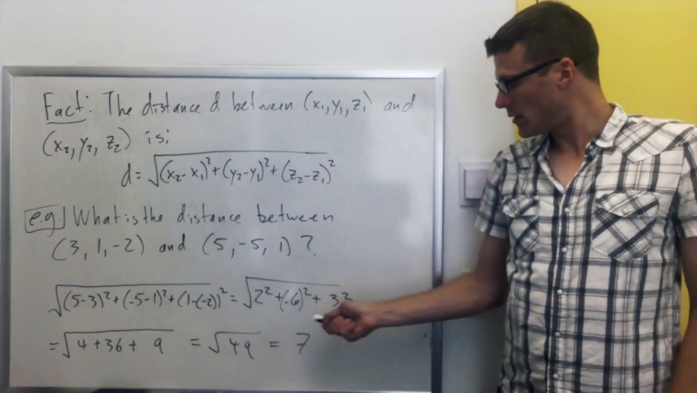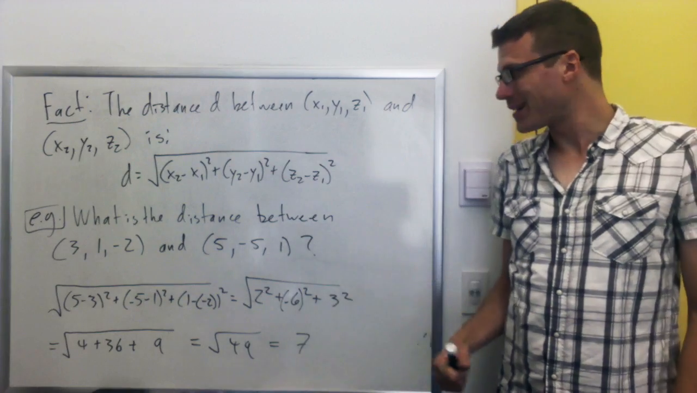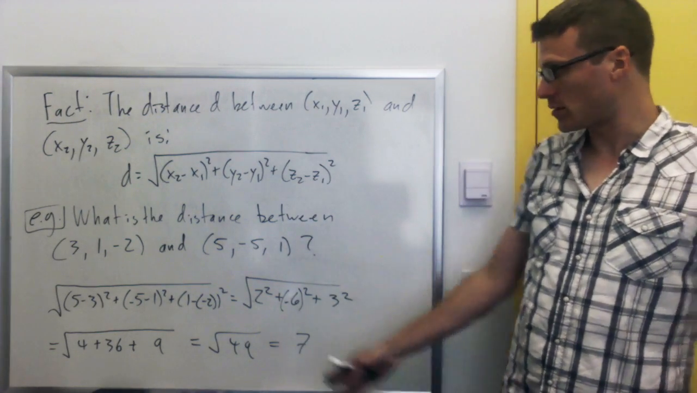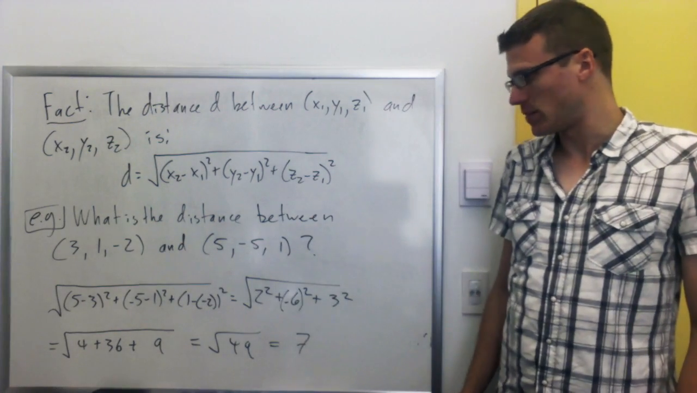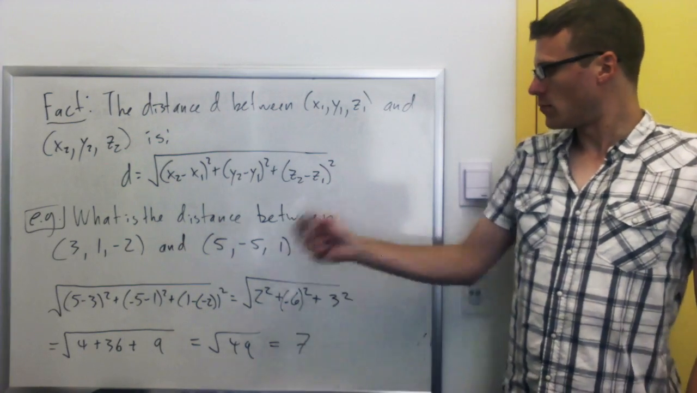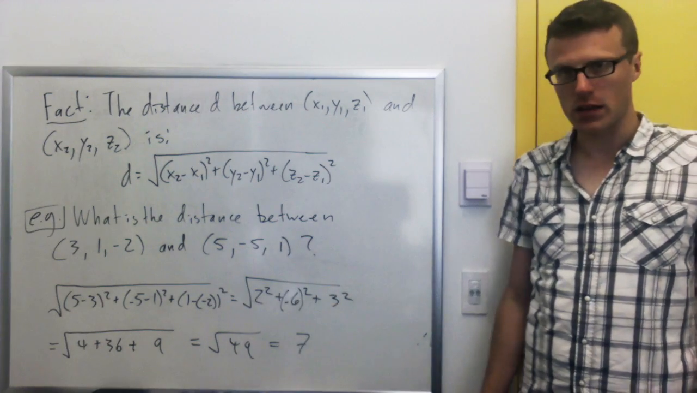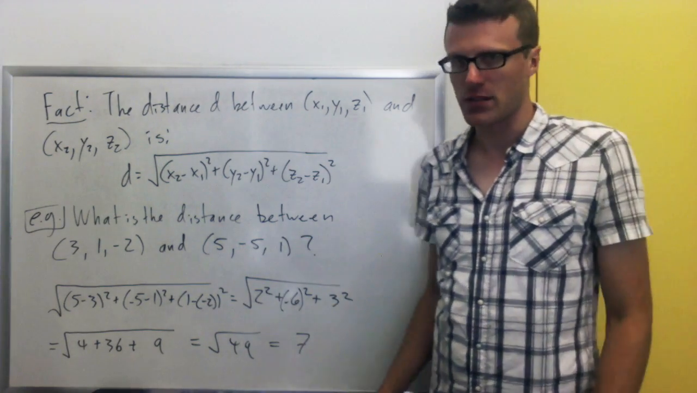So 2, negative 6, 3, we should now be recognizing as the components of the displacement vector from this point to this point. Okay, well, I do the math. 4 plus 36 plus 9 is 49, take square roots, and I get 7. That's how long that is.